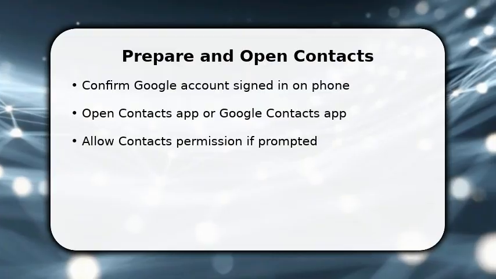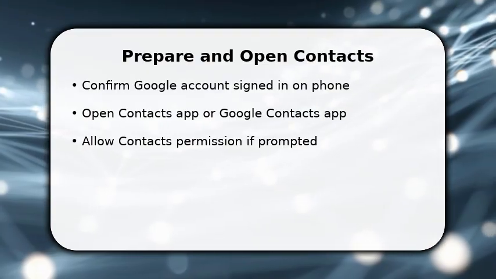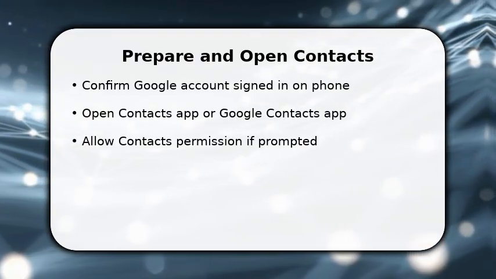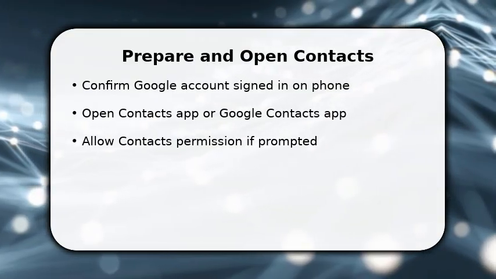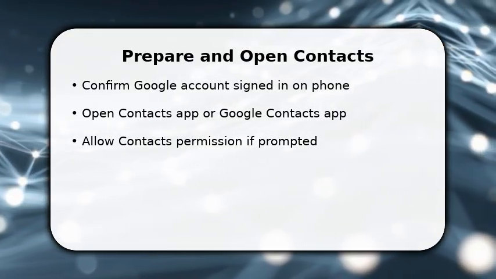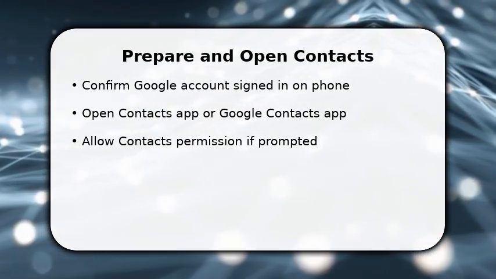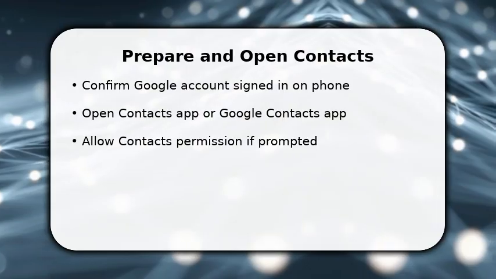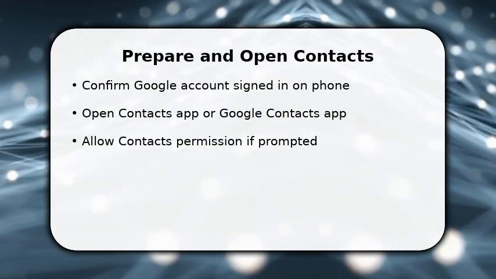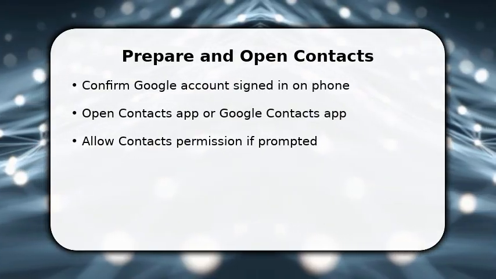You start by making sure your Google account is active on the phone. This links Cloud Contacts. Next, open the built-in Contacts app or the Google Contacts app, whichever you prefer. If permissions appear, grant contacts and account access so the app can read synced entries. Once done, tap the menu or profile icon to pick the correct Google account. This ensures you view the right contact list rather than a local device-only set of entries.